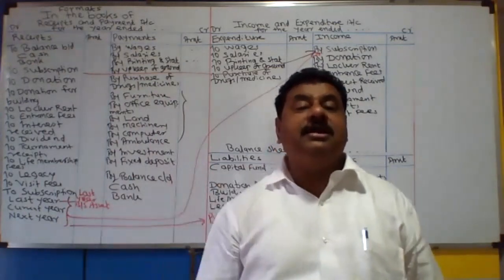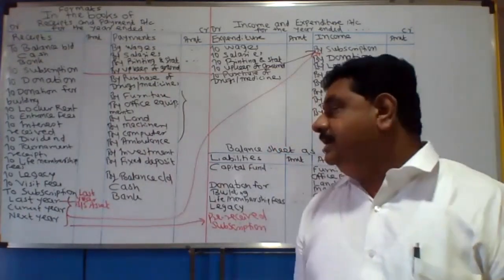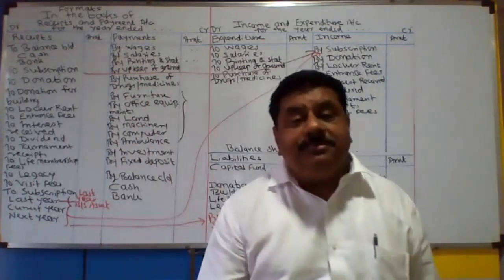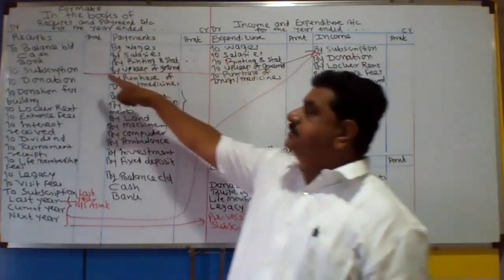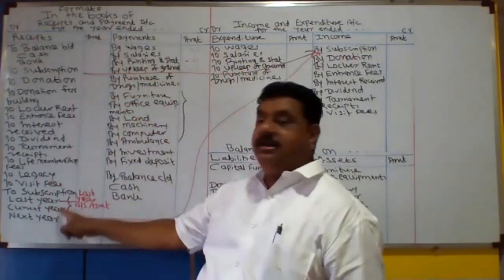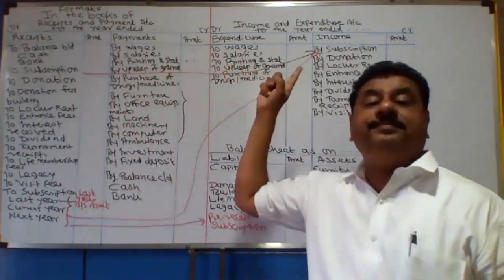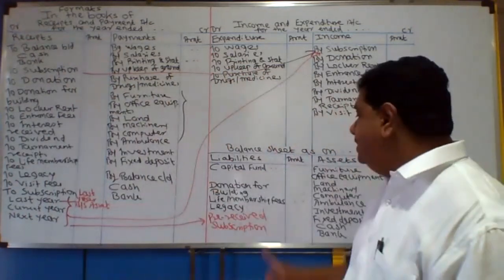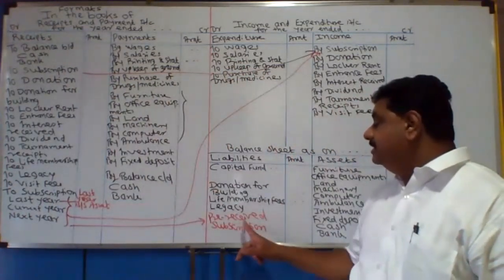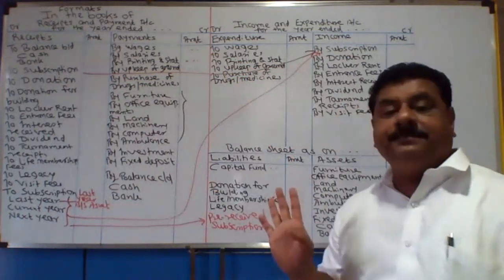Because that was outstanding on that day. Current year is income, so it will go to income as subscription. If only the current year subscription is given, it will appear on the income side. And what is about next year? It is received in advance. It will appear in the current year balance sheet as a liability. This is a pre-received subscription.